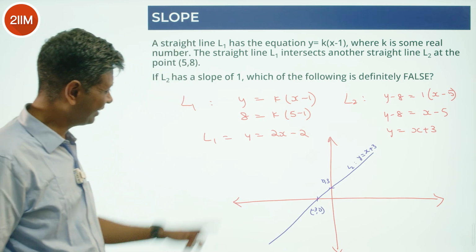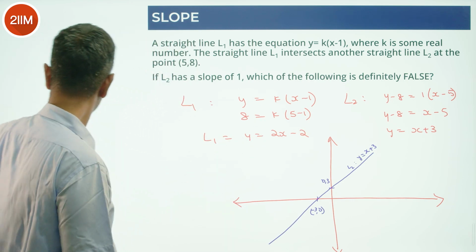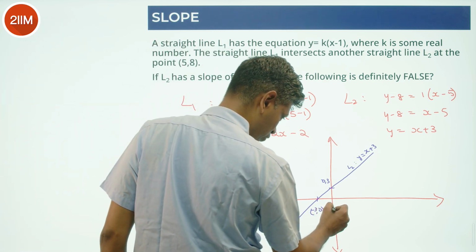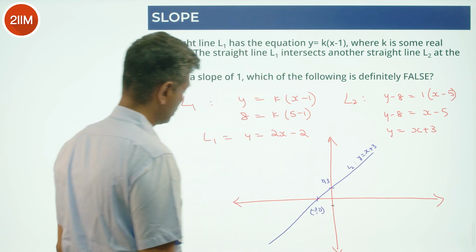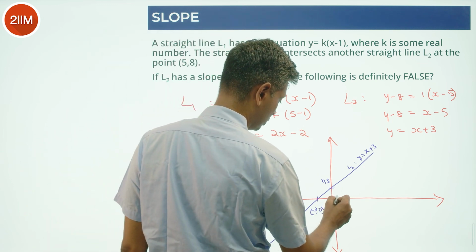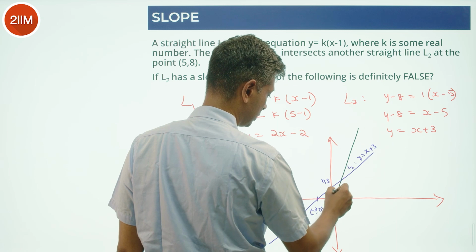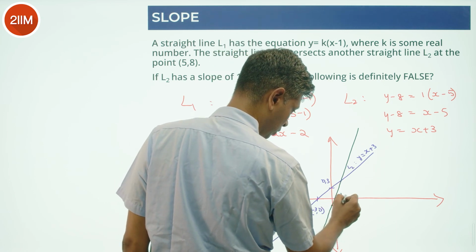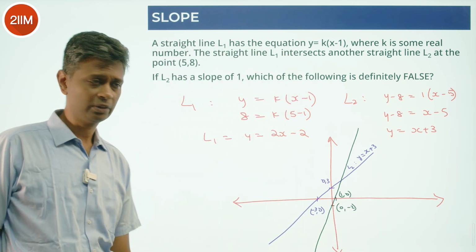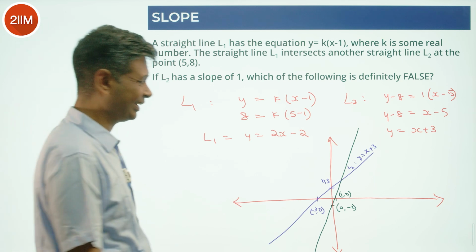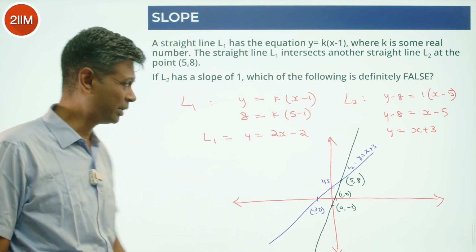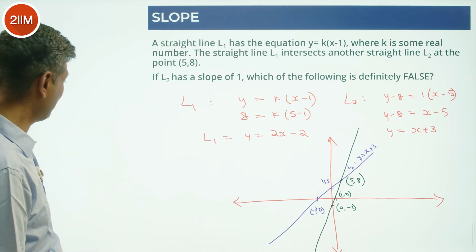2x minus 2, when x is 0, y will be minus 2. Draw with a different color. We have all kinds of colors. 0 comma minus 2. When y is 0, x is 1, 1 comma 0. The line. 1 comma 0, 0 comma minus 2. The question now says they both intersect at 5, 8, that we already know. Let's go step by step, find these things. My diagram is probably not the best, it's still fine.